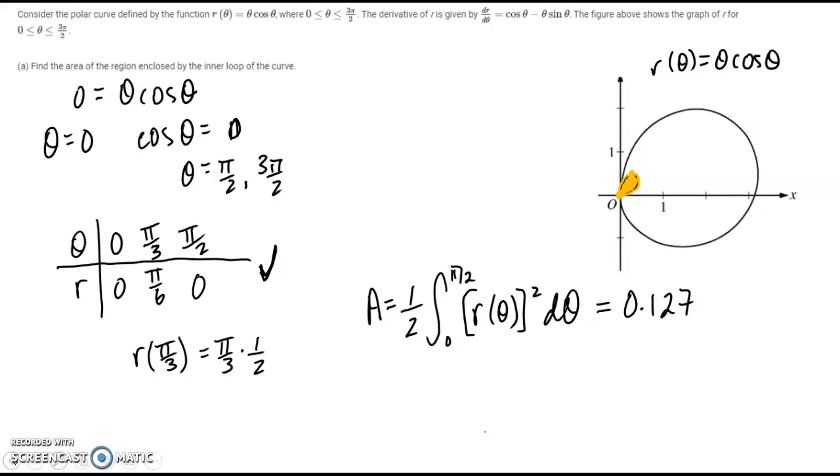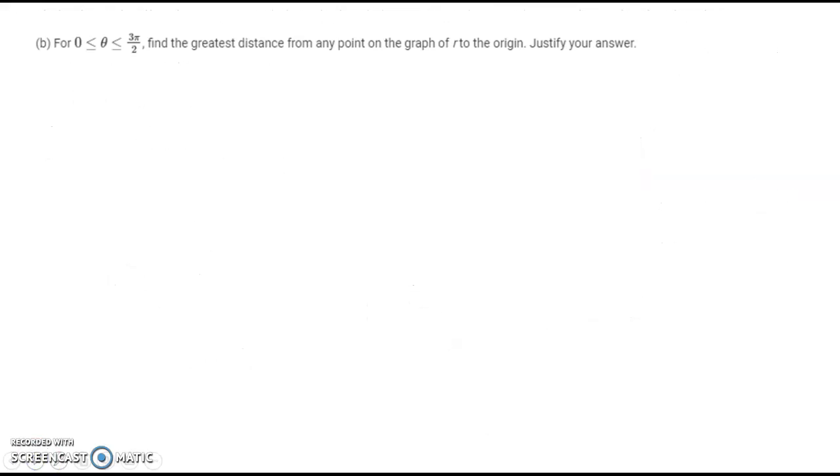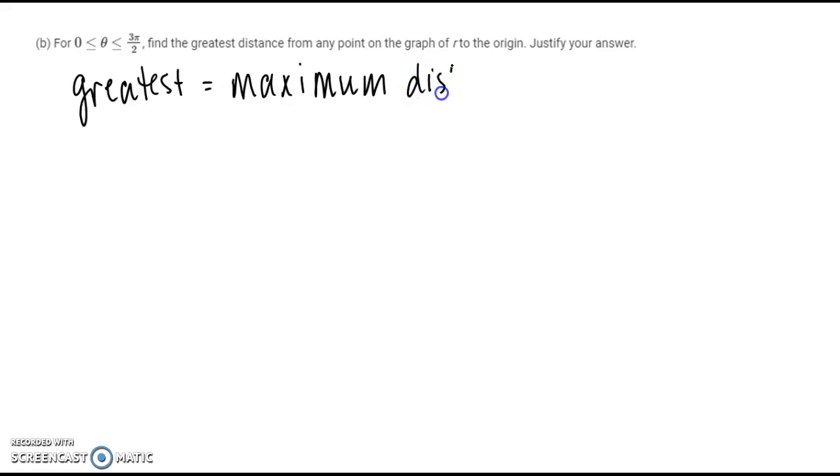Okay. Part B. For theta on our interval between 0 and 3 pi over 2, find the greatest distance from any point on the graph of r to the origin. Keyword: greatest. What are we finding? We're finding a maximum value. So we're finding the maximum distance from r of theta to the origin.